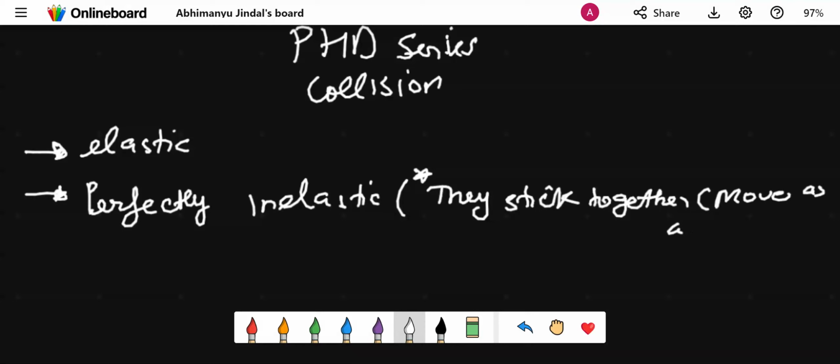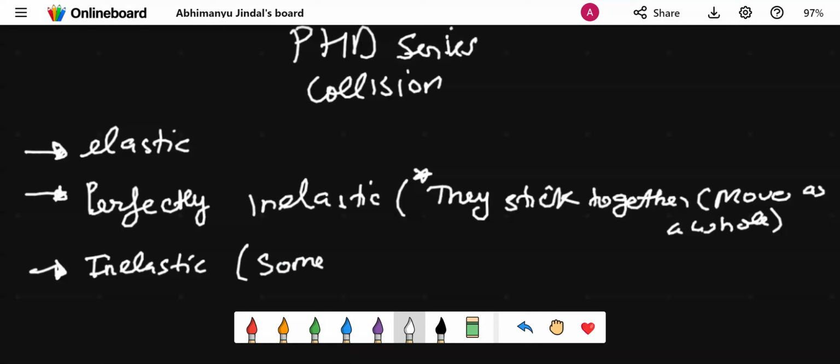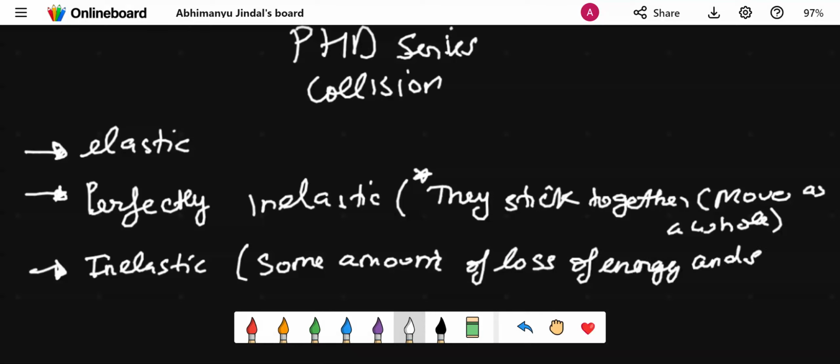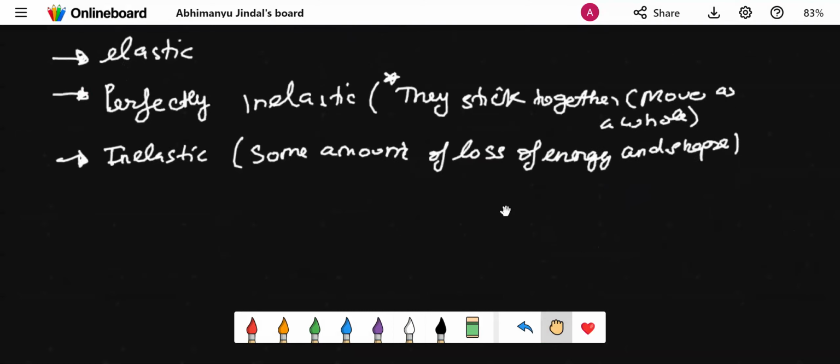The third type of collision is just inelastic collision. It's not perfectly inelastic. That is, there's some amount of loss of energy and shape. So the energy and shape has been degraded. I'll go in depth, okay? So let's start with elastic collision.